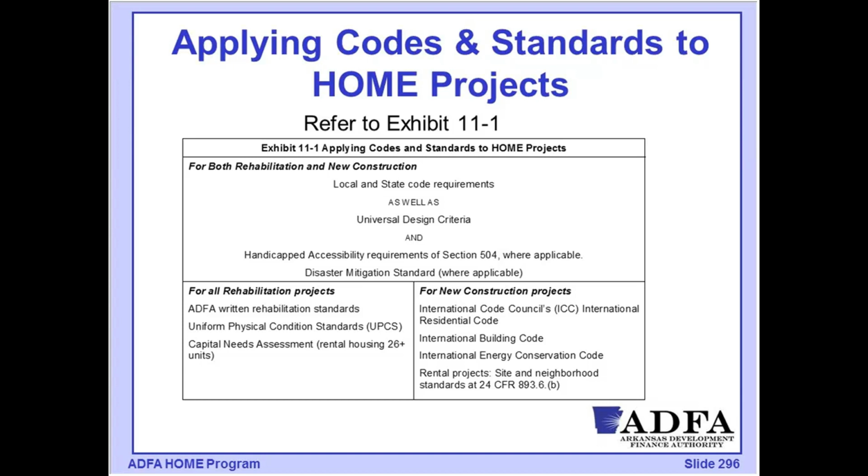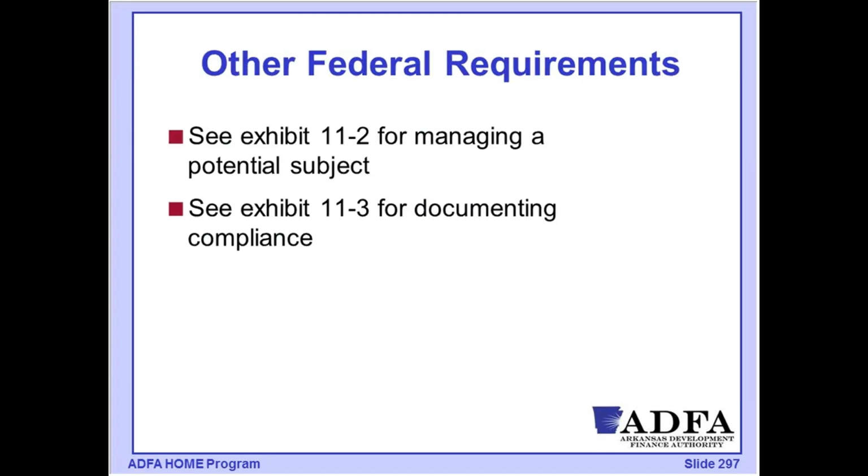For new construction, it's the ICC Residential Code, International Building Code, and the Energy Conservation Code, along with, as we mentioned in the rental section, our site and neighborhood standards when we're making choices about where we're going to locate our new rental housing projects and what those will look like.